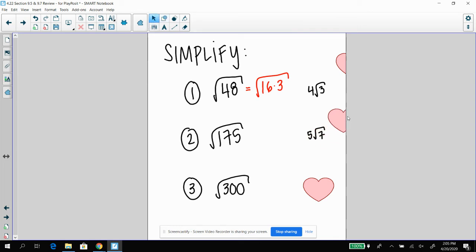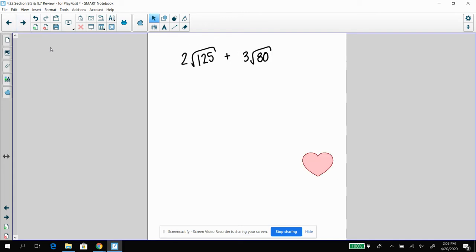Hopefully you did this one out and you got 5 root 7. So you could have gone to prom here and broken this down into its prime factorization form, or you could have just done this old school and gotten the square root of 25 times 7, which you know then becomes 5 root 7. And the last one is 10 root 3. All right, on to the next problem.